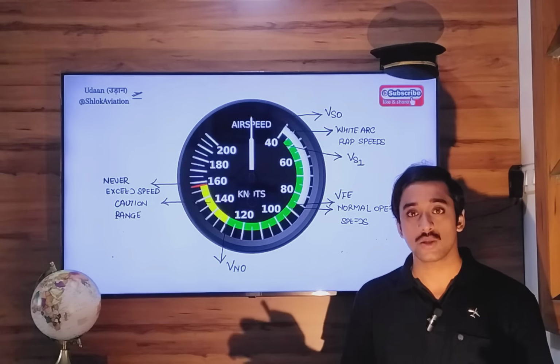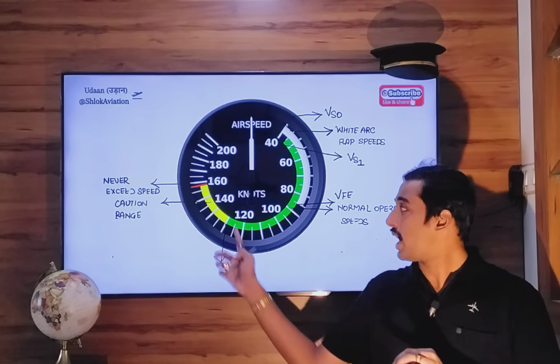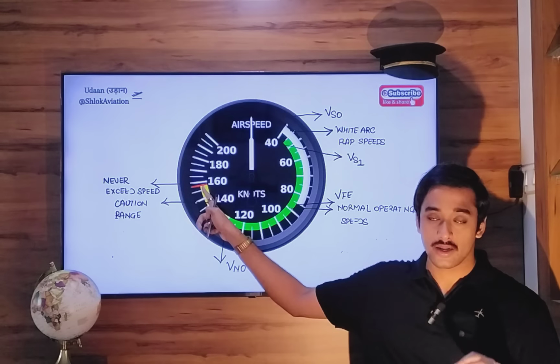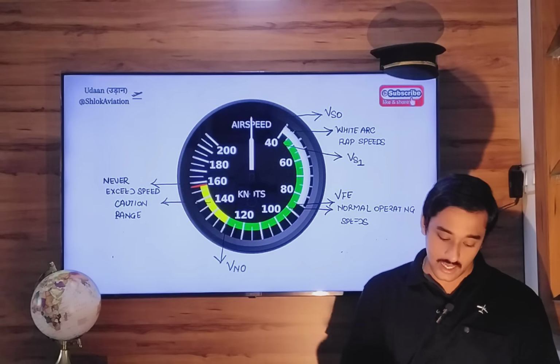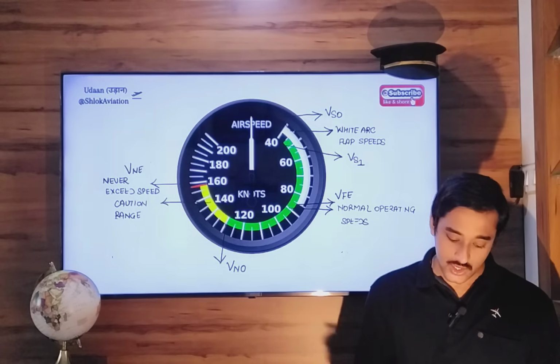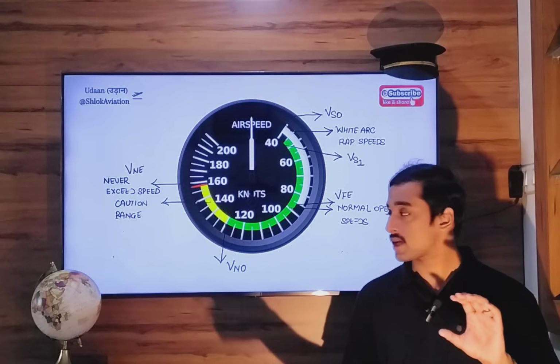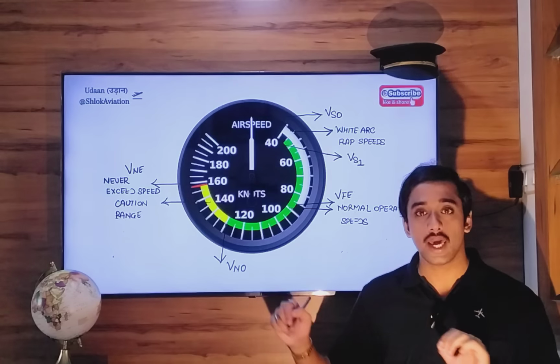Now the lower limit of the yellow range or yellow arc is the higher limit of the green arc. Okay, so the limits are common to both of them. The VNO speed, this limit is common to the yellow arc as well as the green arc. VNO is the upper limit of the green arc, whereas for the yellow arc, VNO becomes the lower limit. And the upper limit of the yellow speed range is this red line. This red line is nothing but VNE, never exceed speed. So the lower limit of the yellow arc is VNO and the upper limit is VNE.